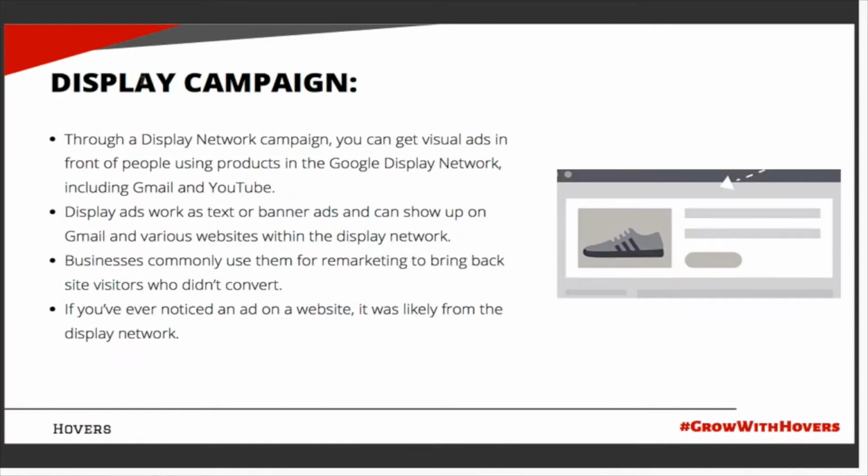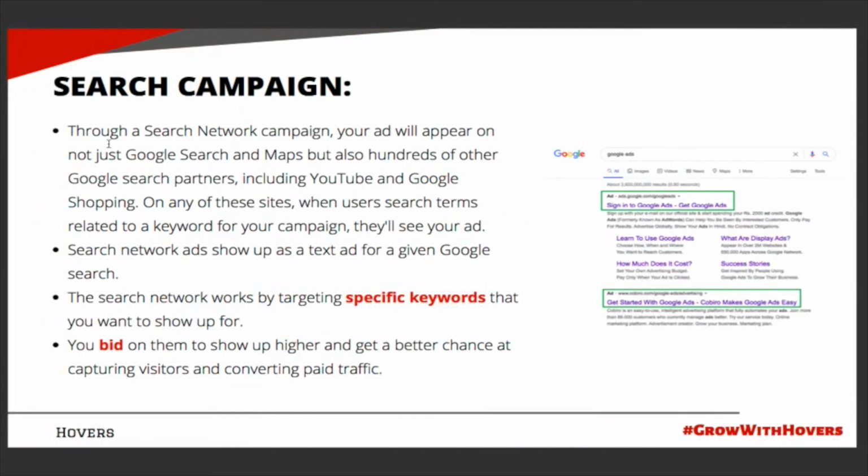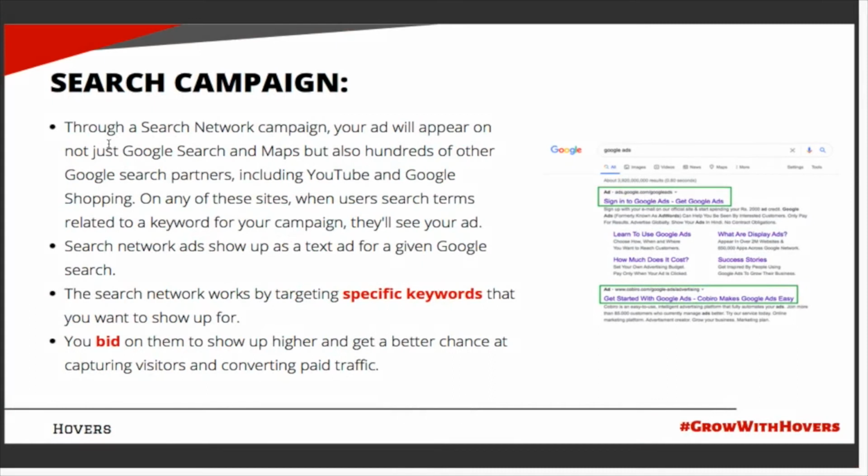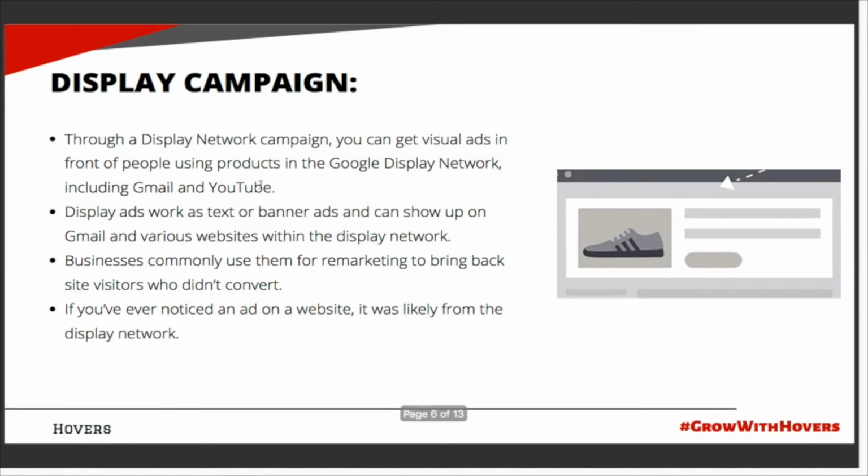Now let's see what a display campaign is. Basically, through a display campaign, you can get visual ads in front of people. As we spoke about in the search campaign, there is no visual stuff, just text. In the display campaign, it's visual. And this can be in Gmail and YouTube as well.